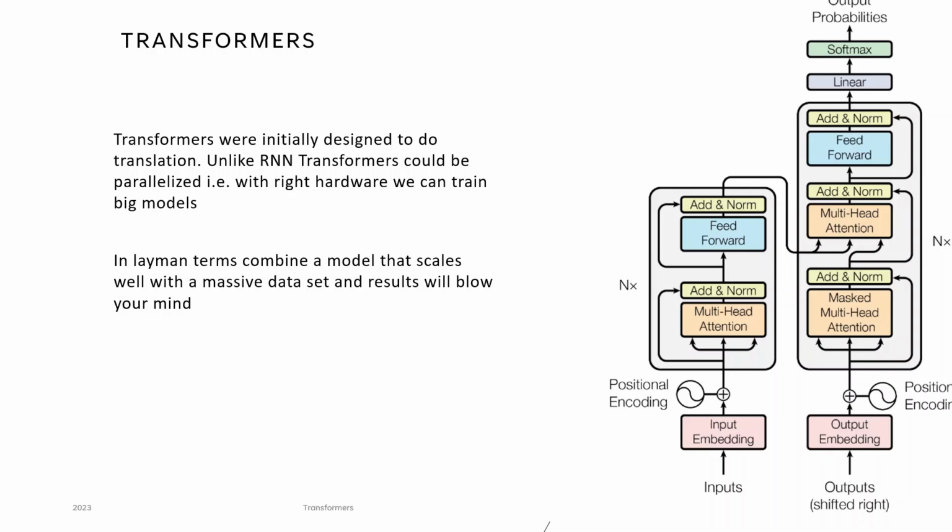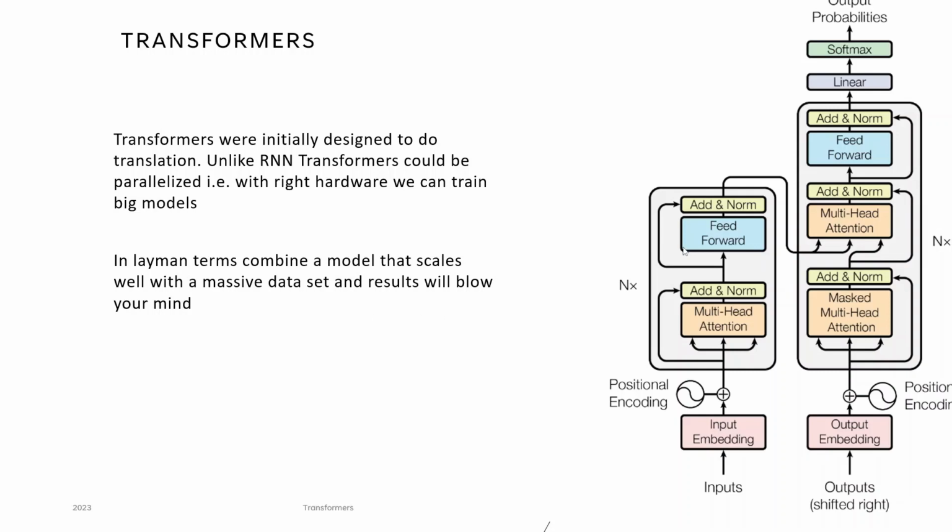If we look at the example of GPT-3, it was trained with 45 terabytes of data, which implies almost the entire public web. Approximately the entire public web. So in layman's terms, combine a model that scales well with a massive data set, and the results will blow your mind. That's basically what transformers are.